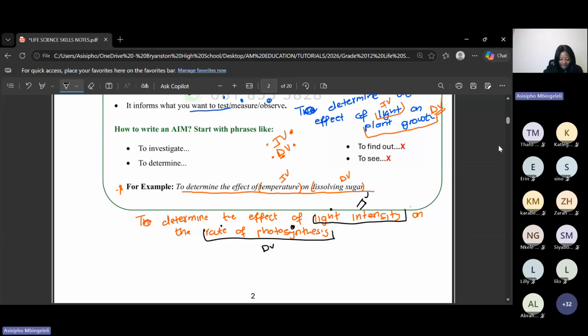So remember, when it comes to variables, you've got three. You've got your independent variable, which we say you get from the aim. And then you have your dependent variable, which we also say you get from the aim. So these two you get from the aim. And then you have your controlled variables.